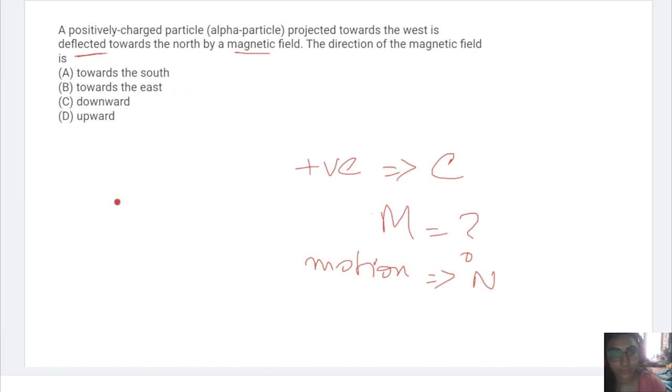Before that, let's draw it once quickly. A positively charged particle is thrown towards the west and deflected towards the north. So this is the deflection or the motion, and this is the current. By Fleming's left hand rule, we know the motion, we know the current, the second finger, and the first finger is the direction of the magnetic field. So we have got two of them. If the motion is upwards, and the current is towards the west, then our logical explanation is that the magnetic field is towards the east.